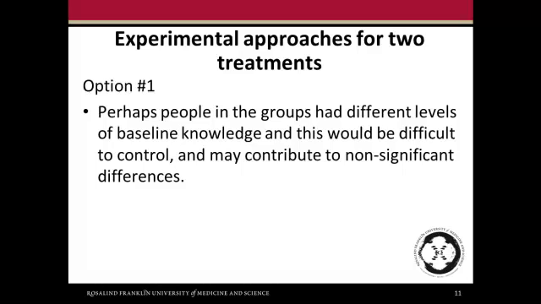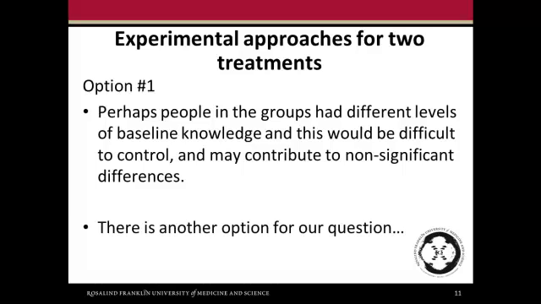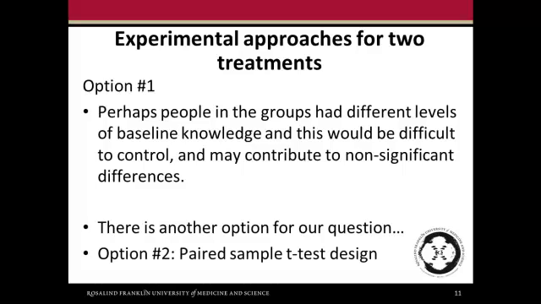So maybe there were some people in the no education group who had done a lot of work on their own prior to that, and we have no way to control for baseline knowledge. So there is another option for our question, and that's to do number 2, which would be a paired design followed by a paired sample t-test, and that will be covered in another mini lecture.